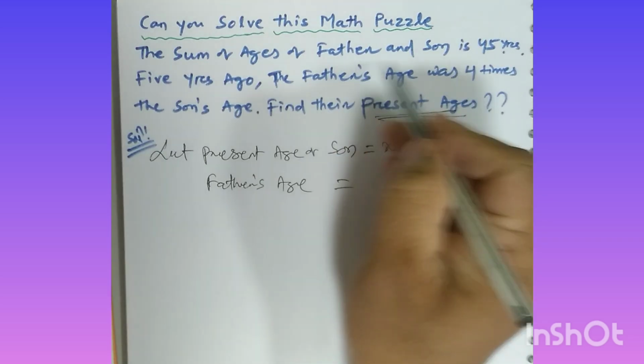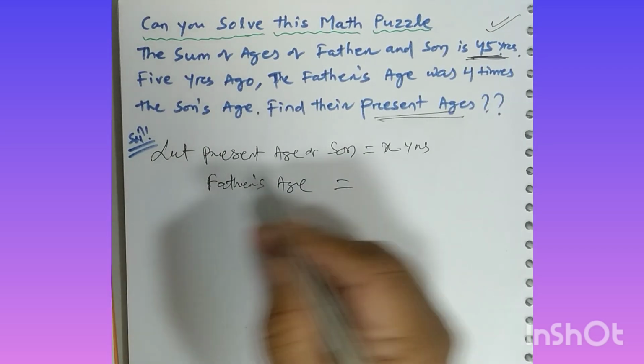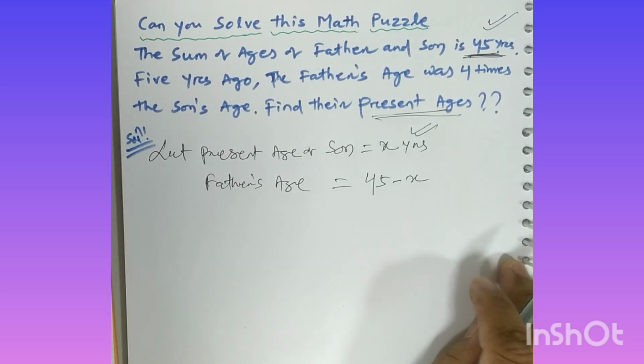Look here, the sum of ages of father and son is 45 years. The sum of both comes to how much? 45 years. So let's suppose the present age of son is x years. So obviously the father's age will be how much? 45 minus x. Yes sir. Okay, so now look here.